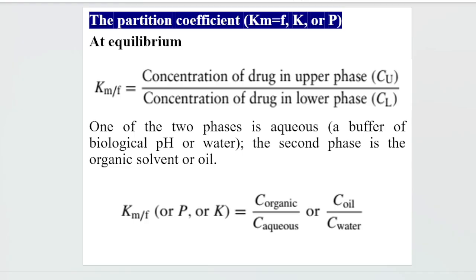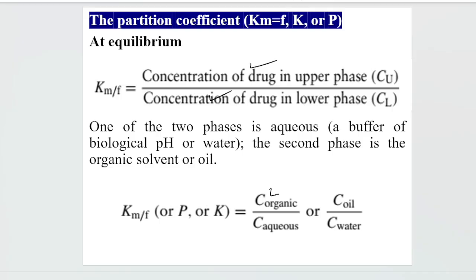Km over F, represents the concentration of drug in the upper phase, that is mostly the organic phase, and the concentration of drug in the lower phase, that is mostly the aqueous phase. Lower, because the density of water is greater as compared to the organic phase. So this is the concentration of drug in the upper phase, and this is the concentration of drug in the lower phase.